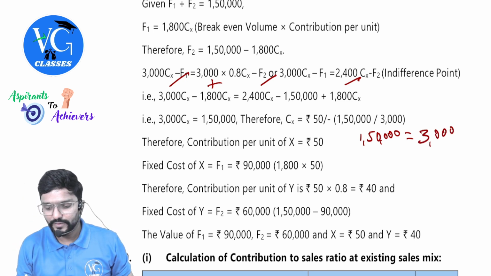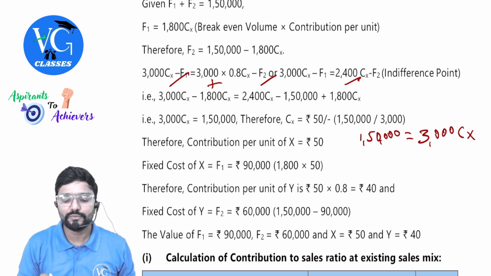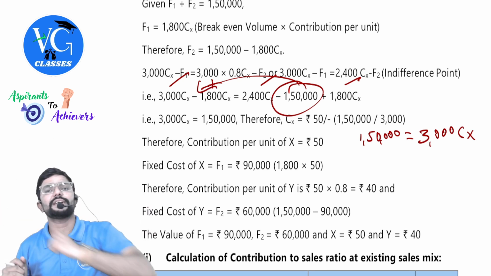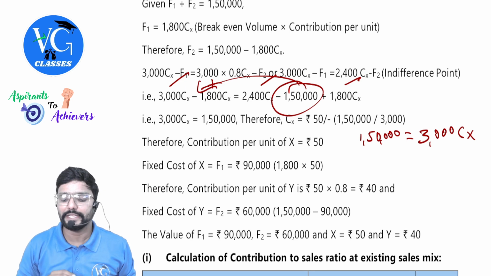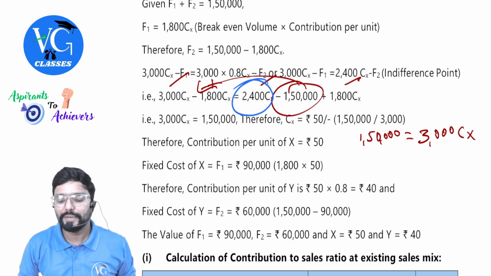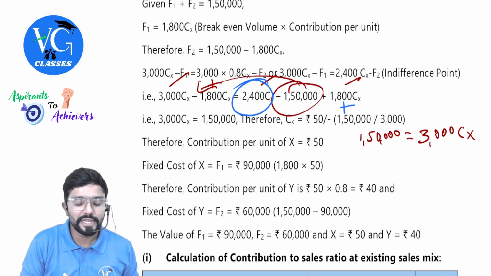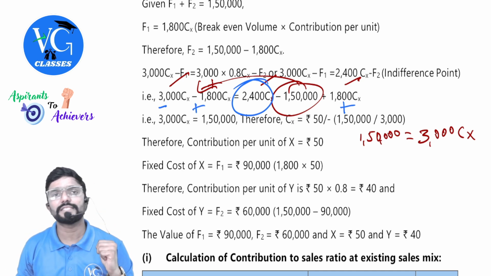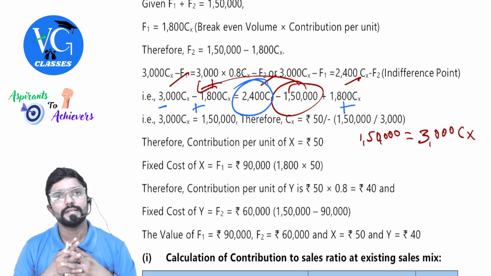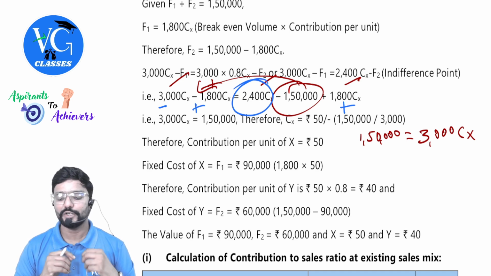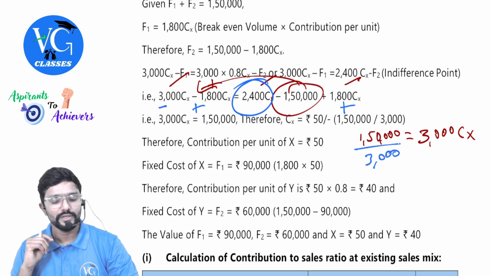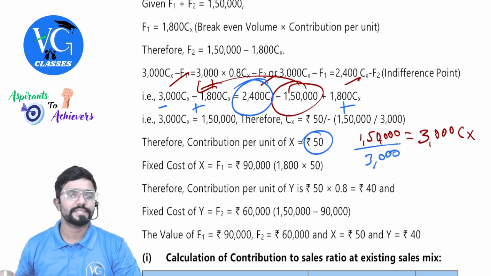3,000 CX. Hope you understood. I repeat, guys: the 1,50,000 that was minus, I am taking it to the other side. It becomes plus. Bring the CX parts, everything, to the other side. Now, let me highlight it in blue color. 2,400 plus 1,800. Then minus 3,000 when it goes to the other side, minus. Then this when it goes to the other side, plus 1,800. Clear? Which will give you 3,000 CX. So CX is equal to 1,50,000 divided by 3,000, which is equal to 50 rupees, guys.